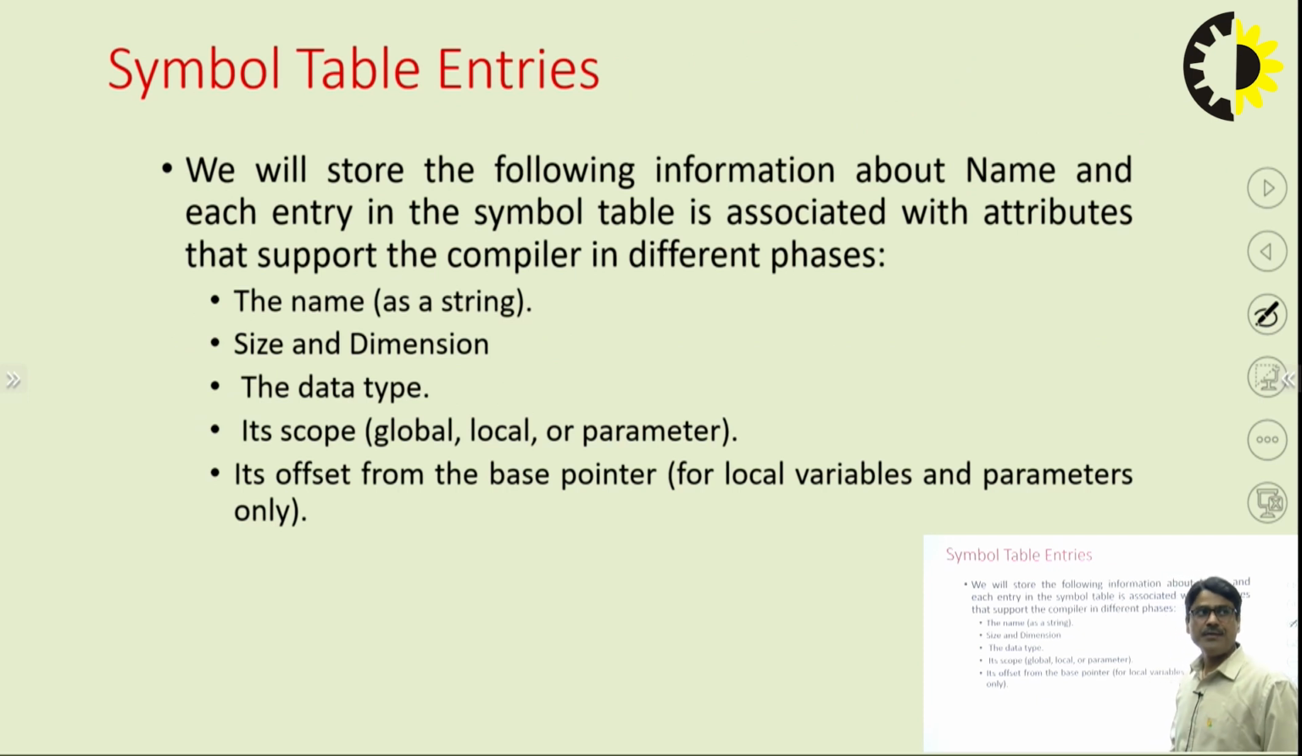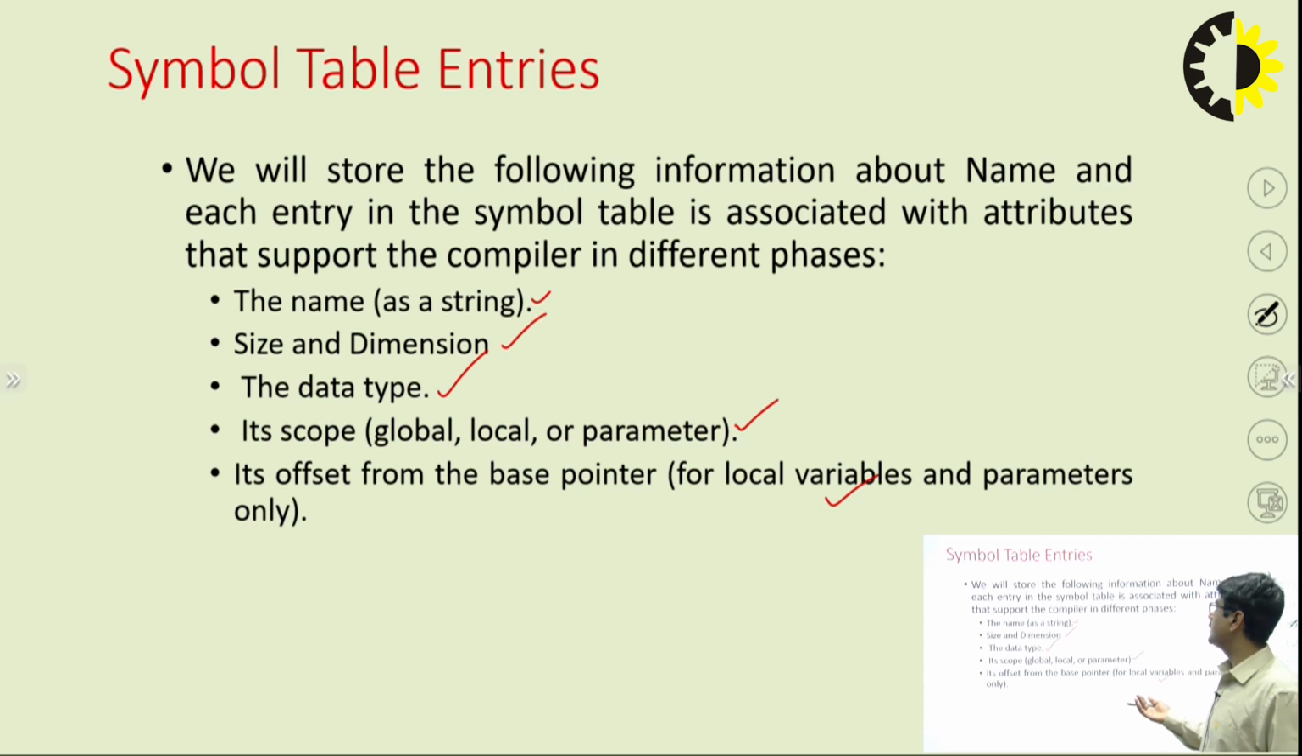Now, symbol table entries. If you are talking about a symbol table entry, we will store the following information about the name in each entry in the symbol table. Whatever data structure we are using, these are the different pieces of information which are going to be stored in the symbol table. So the name, for which we use the string data type, size and dimension, then data type, its scope, its offset from the base pointer. These are five particular attributes.